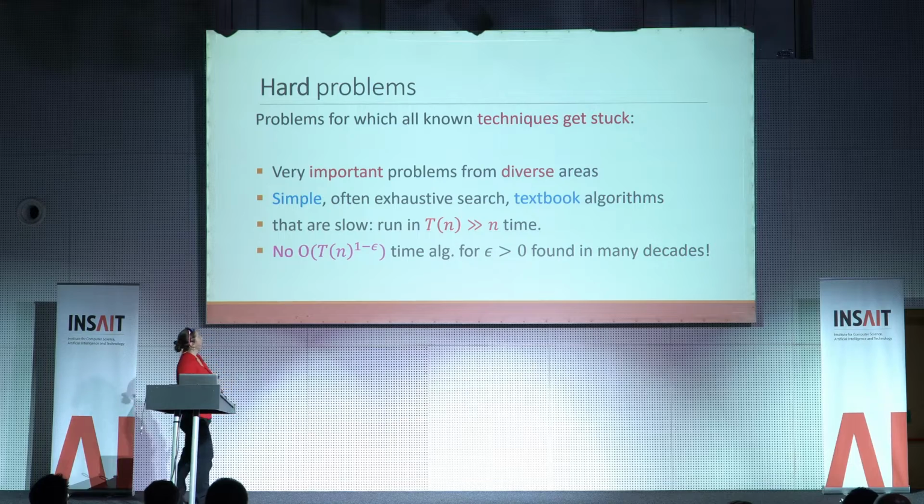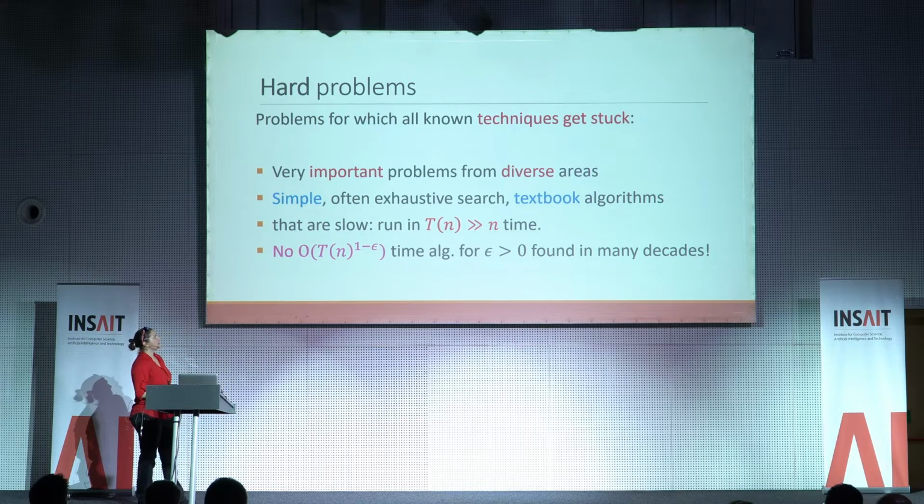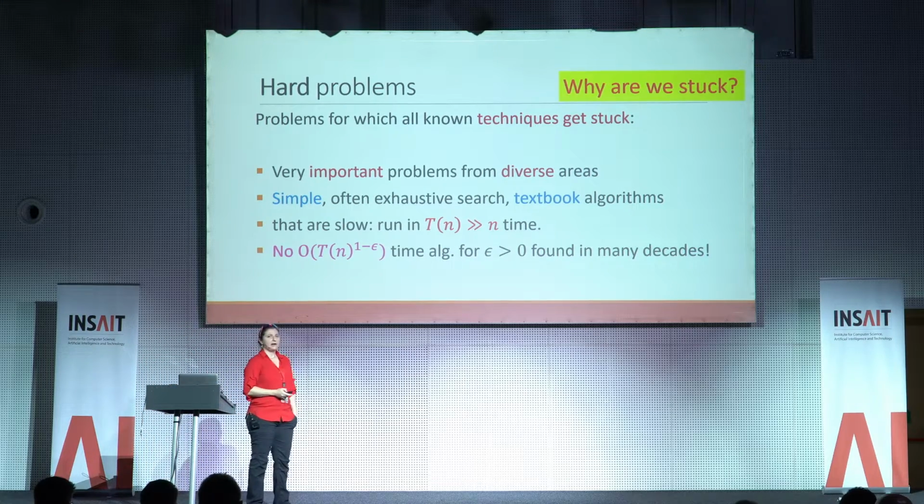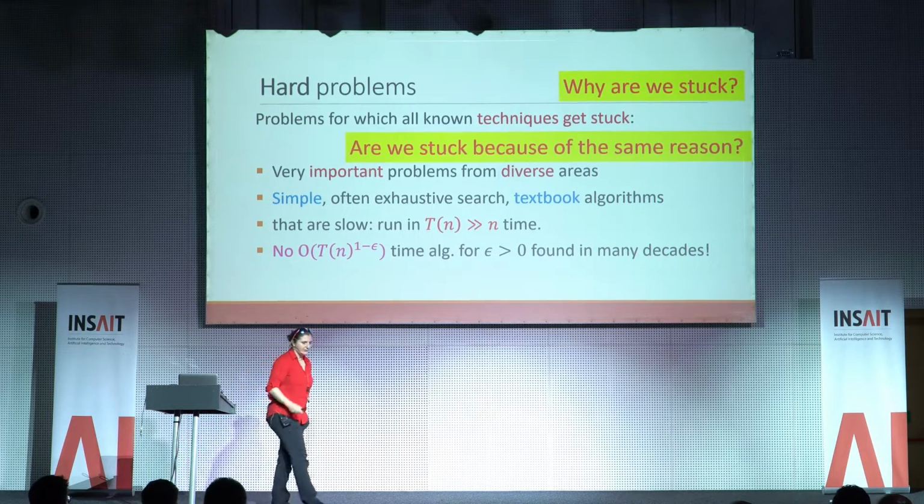Okay, so here we go. Hard problems are ones where you can get a textbook algorithm very easily. It's pretty slow, and we don't have any improvement over this textbook algorithm, even though we worked on it forever. I want to know, why are we stuck? These problems are very different. Why are we stuck in the same way? And are we actually stuck for the same reason?